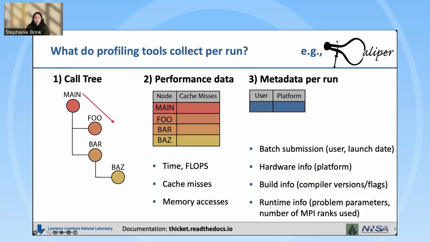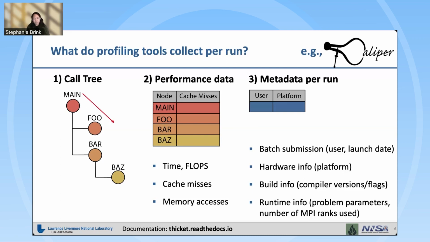So what do our profiling tools collect for a single run? In the case of Caliper, you're getting a call tree shown on the left. This is telling you which functions are calling other functions. So main calls foo, main calls bar, and then bar also calls baz would be what's stored in our call tree. And then for each node in that call tree, we have a list of performance metrics.